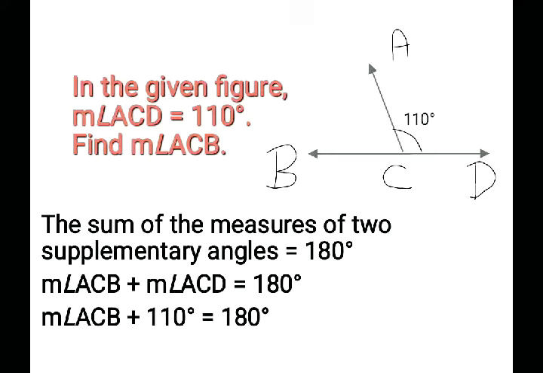Measure angle ACB you have to write as it is, plus 110 degree is equal to 180 degree. You have to solve like an equation sum which you already studied. Left side what is there here? Which sign is there? Plus. If the equation is in plus sign, so you have to take opposite sign if you want to solve like an equation sum.